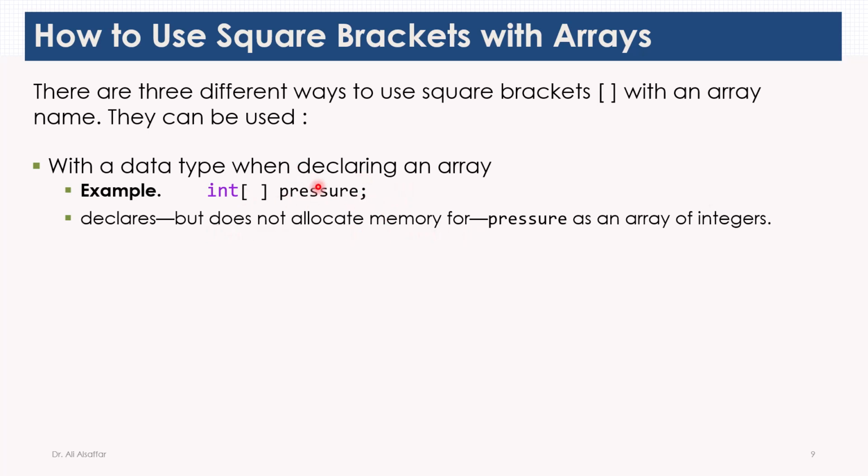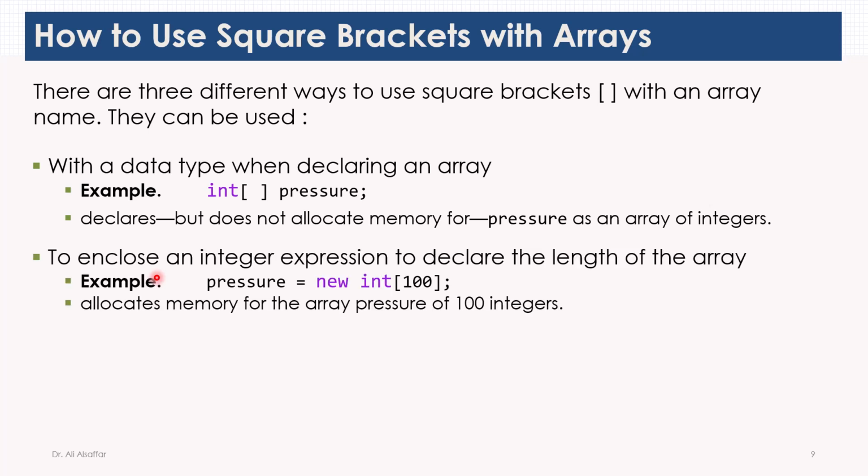As an example here, pressure. When you define an integer with empty square brackets with pressure, without using new, then we are not allocating any space in the memory for the array. Square brackets are also used to determine the size of the array. So this is the second way of using square brackets.